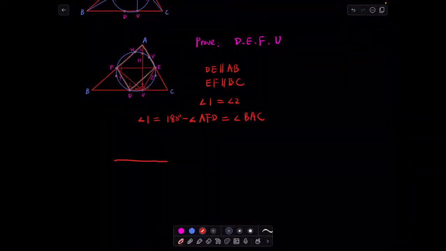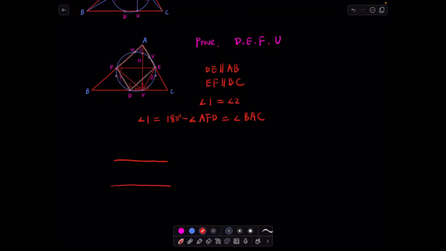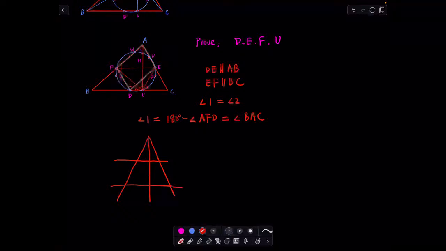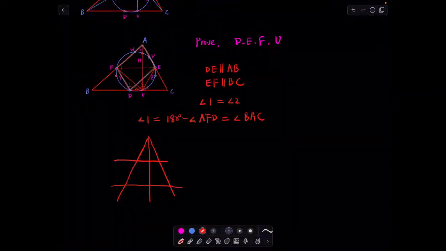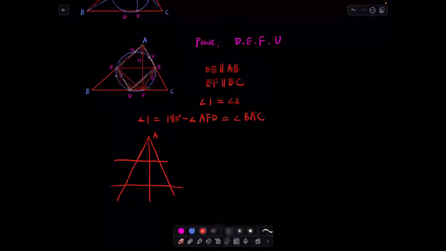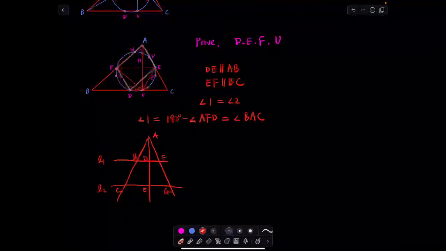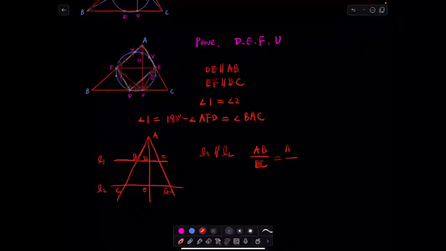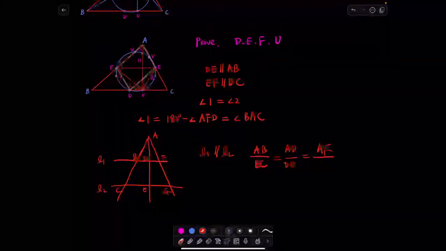So if I have two parallel lines here, right, and then if I have lines cut like that, right, so the ratios here are all equal to each other. In other words, if I have rays A, B, C, D, E, F, G, and the lines L1, L2 are parallel, then AB over BC would equal AD over DE equal AF over FG.